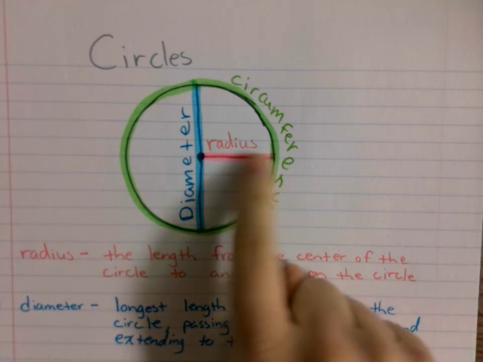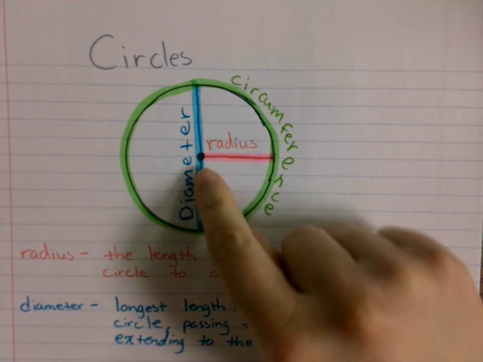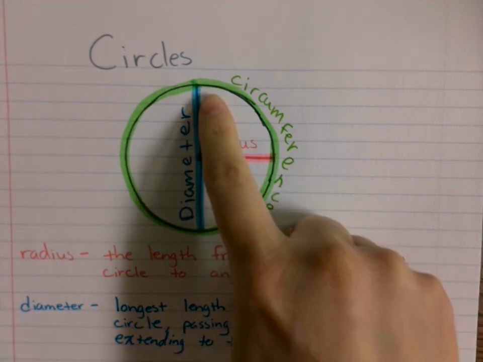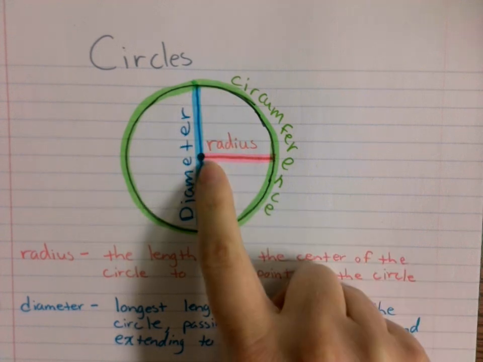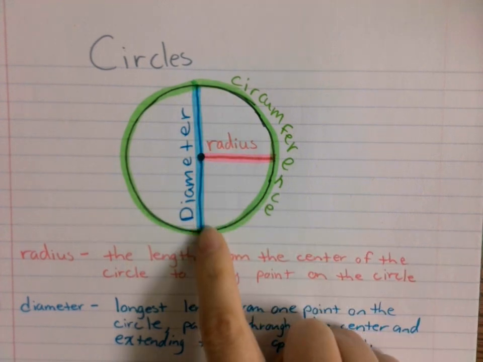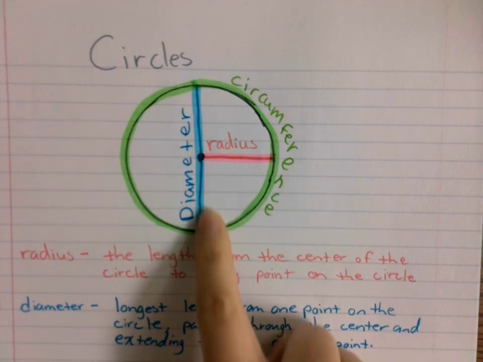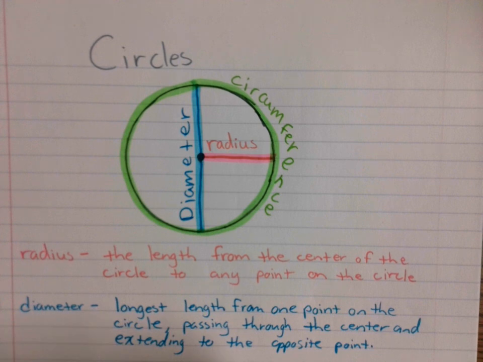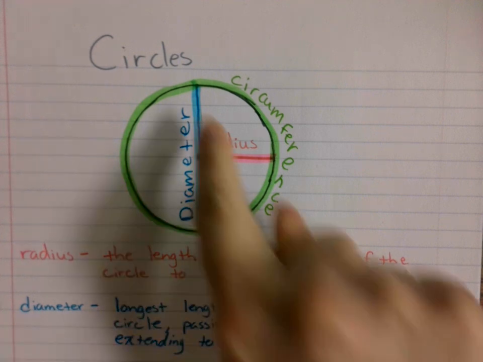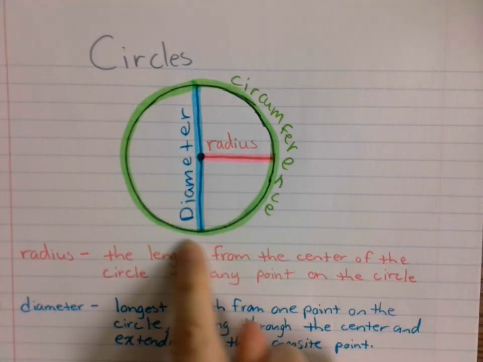We have the measurement that starts on one end of the circle, passes through the center, and extends all the way to the opposite end. That measurement is our longest measurement possible inside of a circle. That's called the diameter. And the measurement that wraps all the way around the circle is called the circumference.